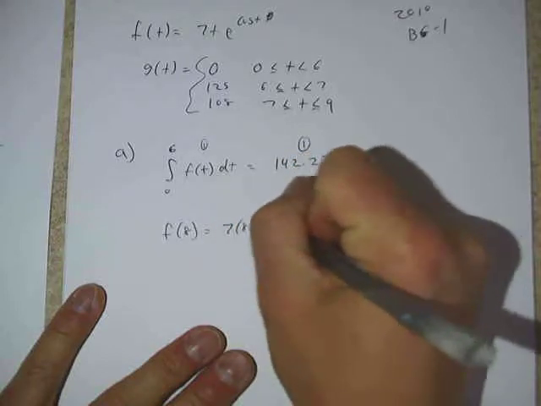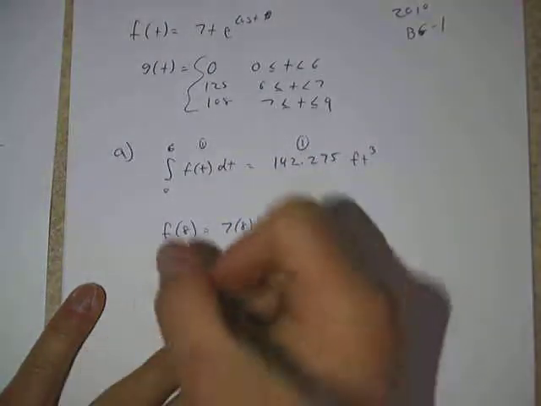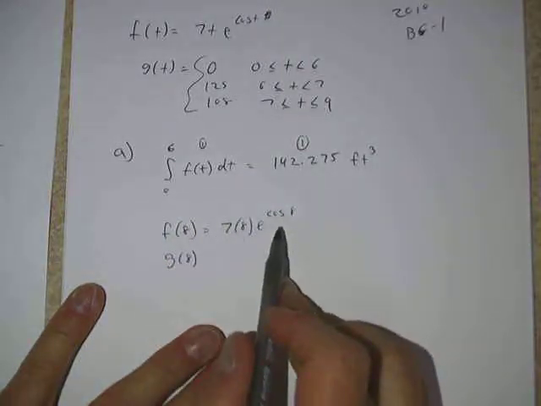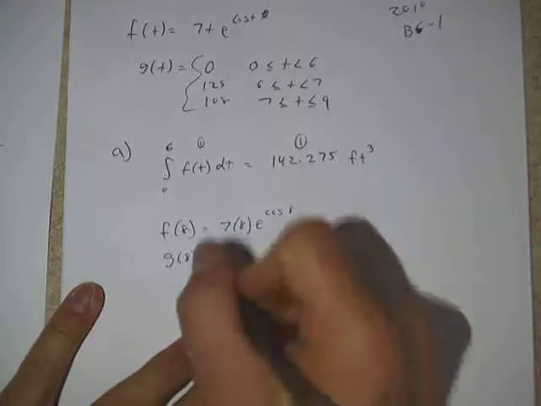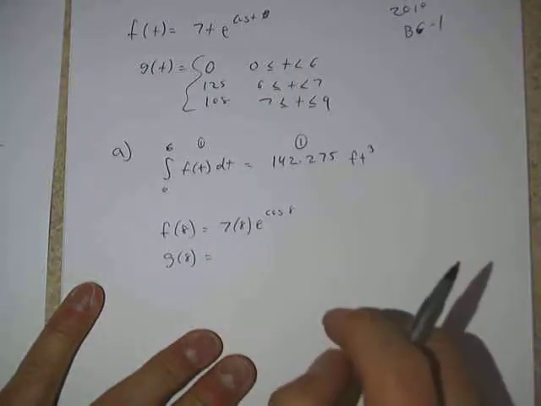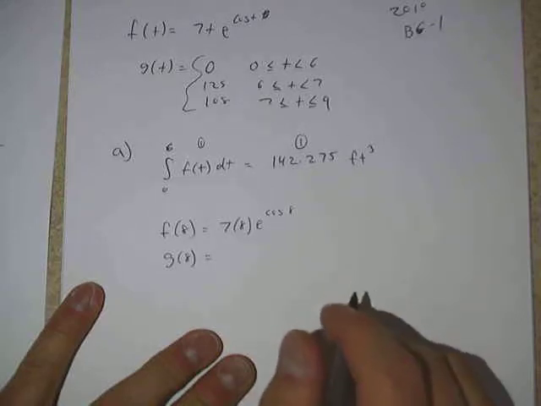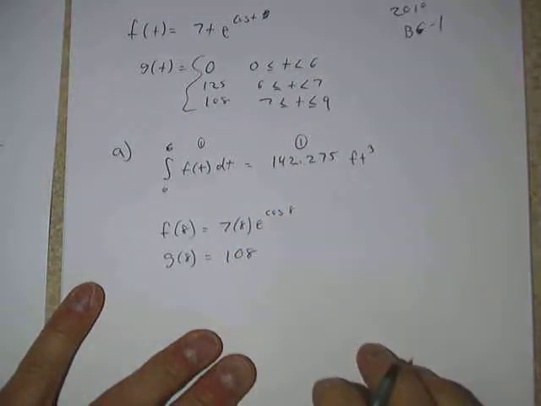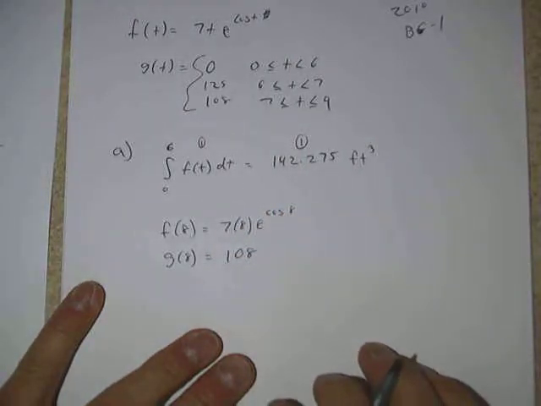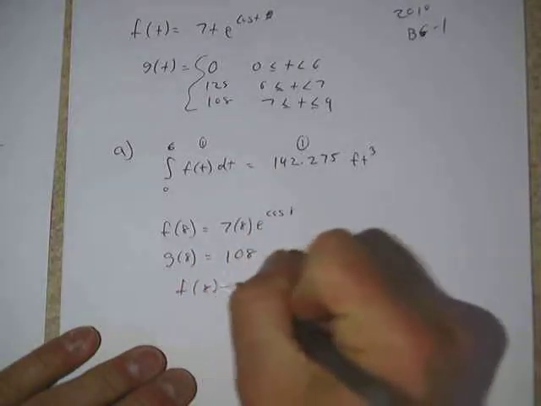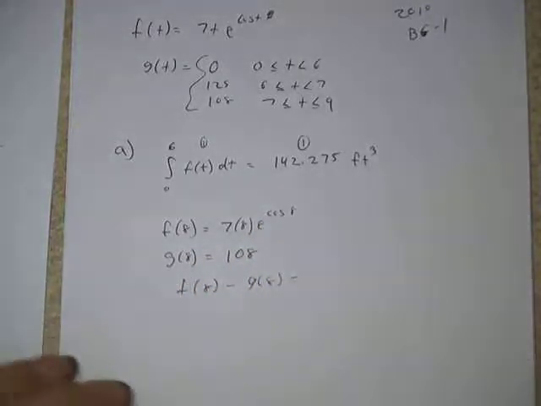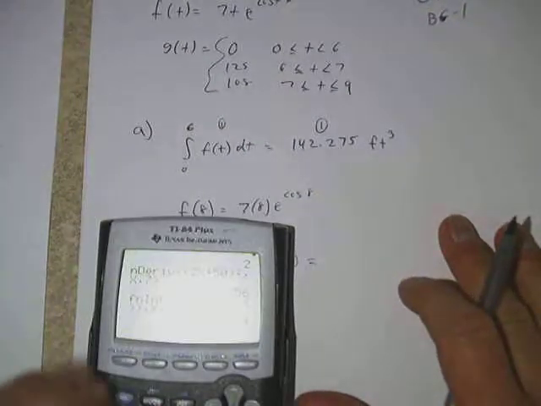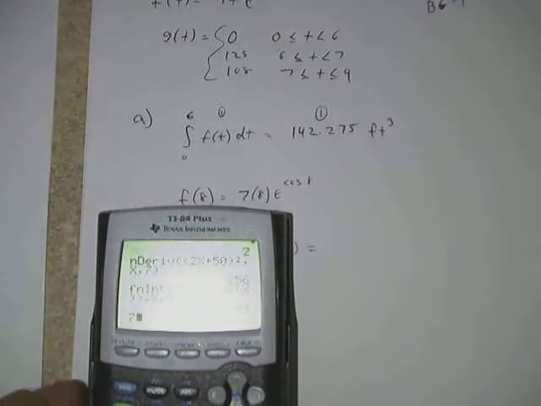So ultimately my f of 8, which is going to be 7 times 8, e to the cosine 8. And then my g of 8, because you got to remember this f is the rate at which the snow is falling onto the driveway at 8 a.m. G of 8 is going to be the rate at which the snow is going away from the driveway. She's shoveling it out of there. And ultimately at 8 o'clock, we know that that rate is constant 108. And again, if we want to find the accumulation minus the removal, then we'll get the rate of change of the snow on the driveway at that particular point.